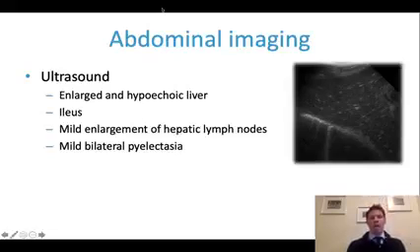And in this case, in Milo, it wasn't enlarged and it was a slightly hypoechoic liver. There wasn't much evidence of gut movement, which may be why he's been vomiting more recently. Mild enlargement of the hepatic lymph nodes could be a reactive change, wouldn't completely rule out neoplasia. So if they are accessible to aspiration, that can be a useful diagnostic test. Seen occasional cases of hepatic lymphoma as well, and they can sometimes be diagnosed by this means. There was mild bilateral pyelectasia as well, which fits with the concurrent renal challenge.